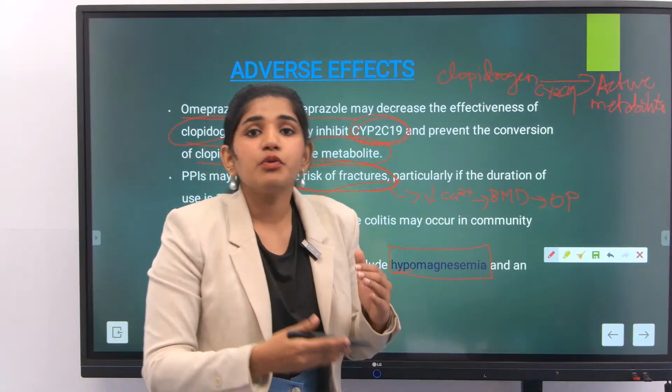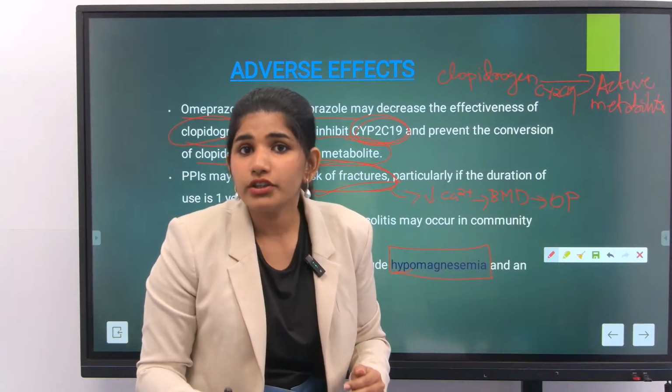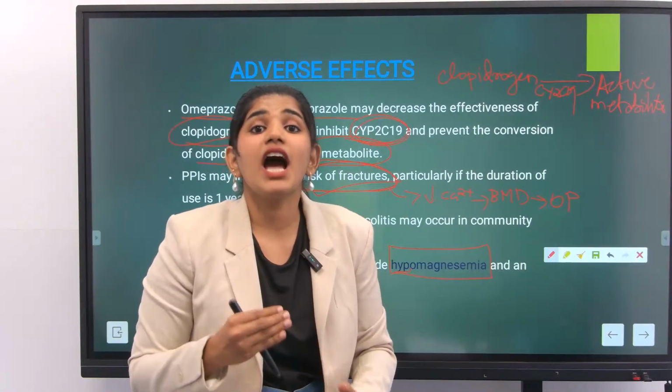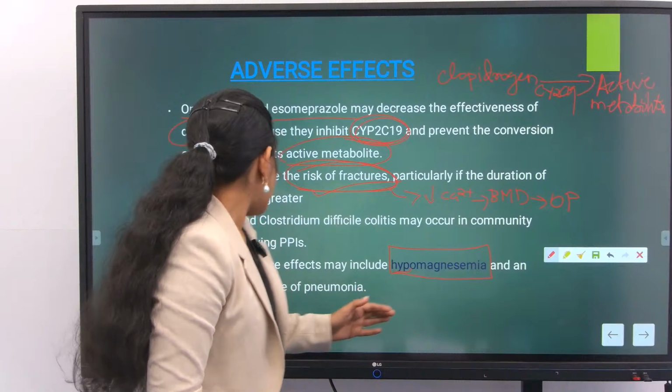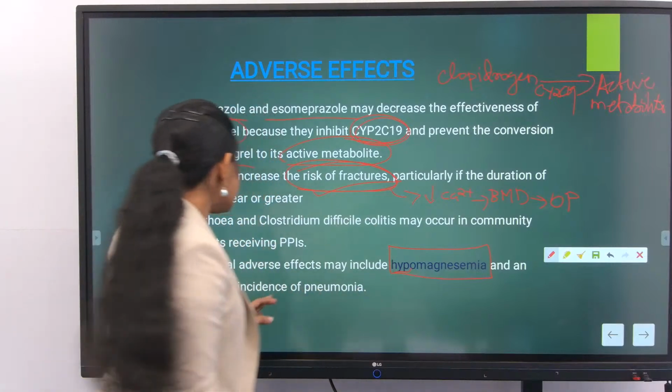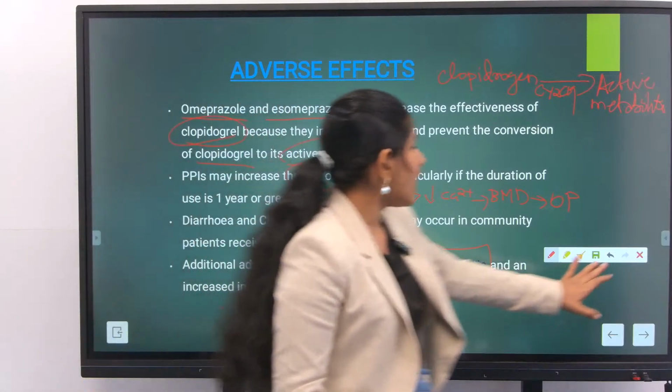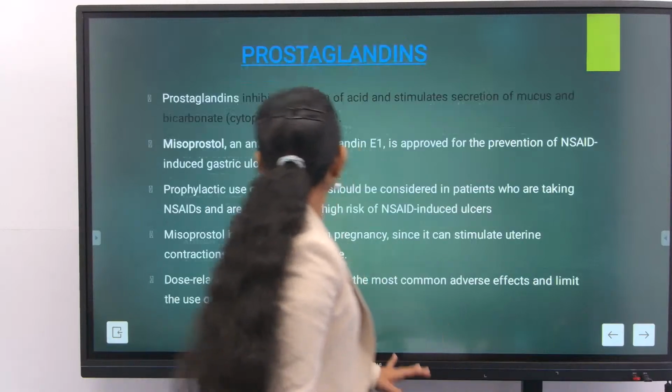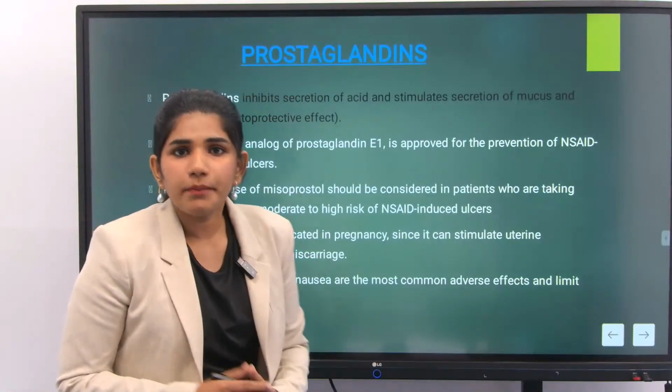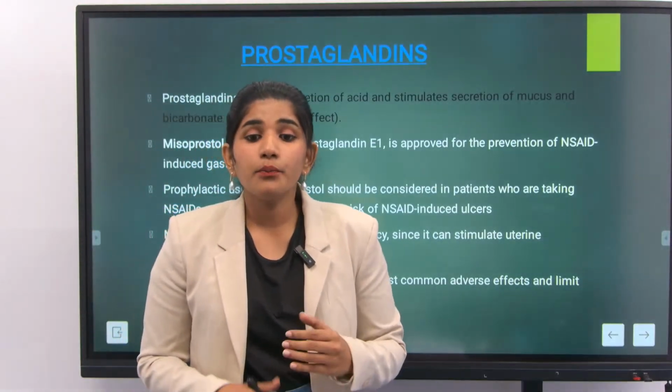With all of these proton pump inhibitors, it is very important to remember that they can cause hypomagnesemia and an increased incidence of pneumonia. So these are the adverse effects coming under the proton pump inhibitors. Now we are going for the prostaglandins.